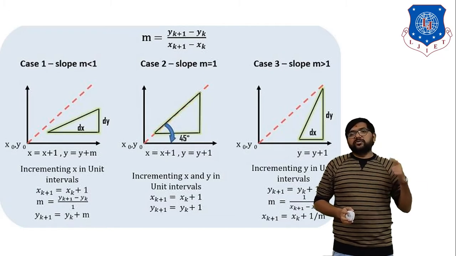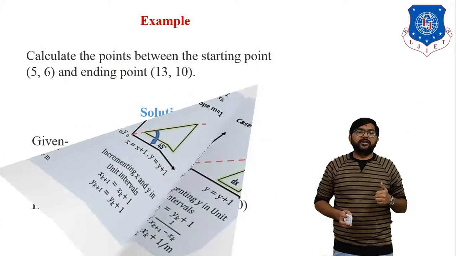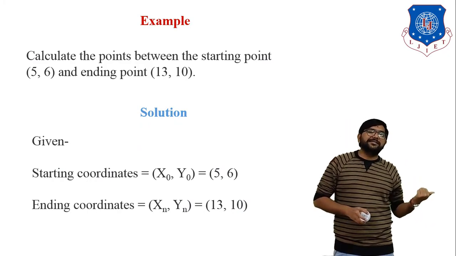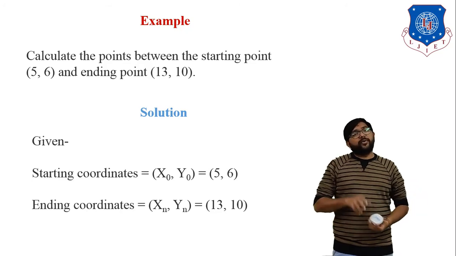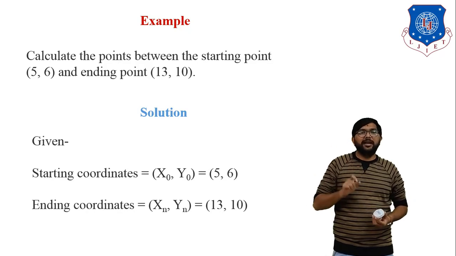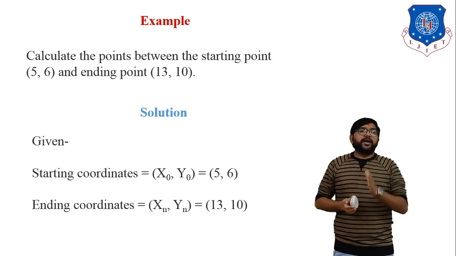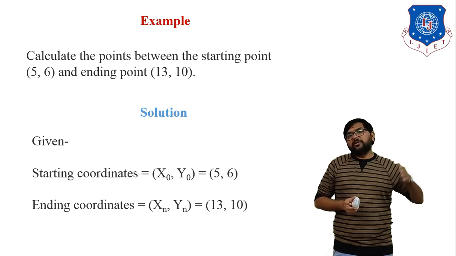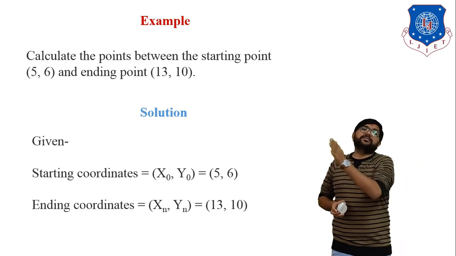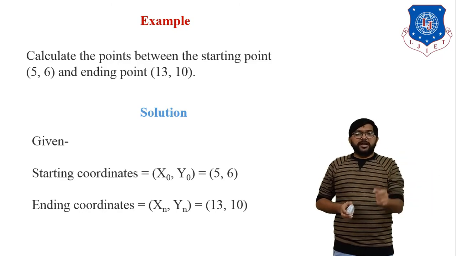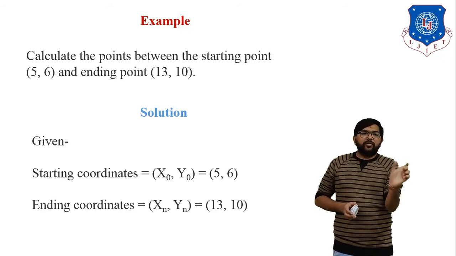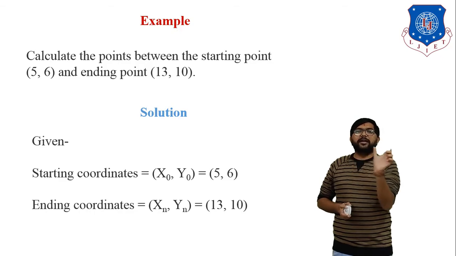Now we need to solve a numerical based on the DDA algorithm. So this is the numerical. Calculate the points between starting point 5, 6 and ending point 13, 10. The first endpoint of the line is 5, 6 and the second endpoint is 13, 10. First we need to find the value of slope, and according to that value we can identify which case to use. So the starting point coordinates x0, y0 are 5, 6, and the ending point coordinates xn, yn are 13, 10.